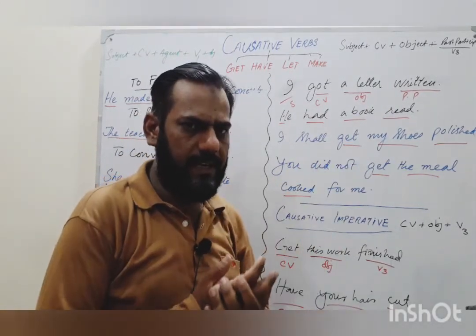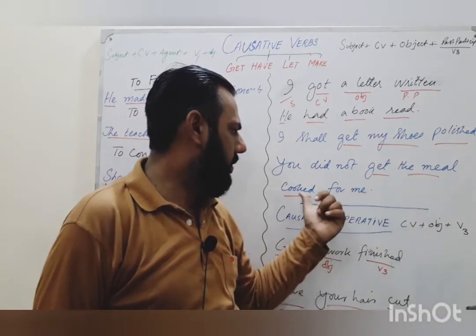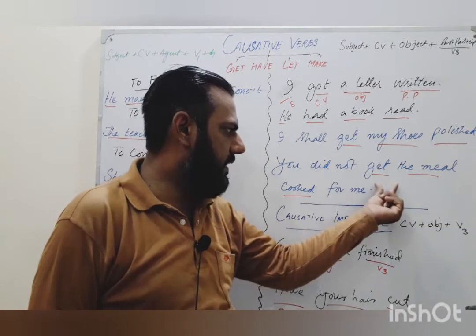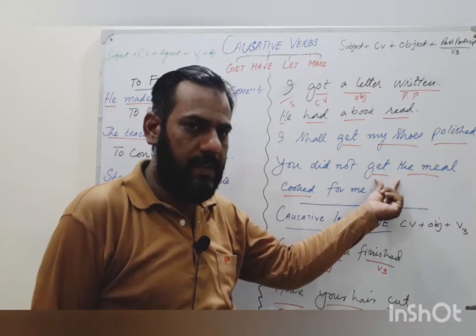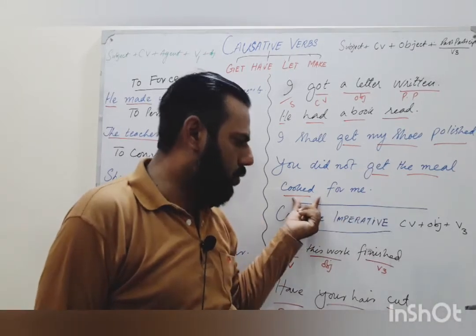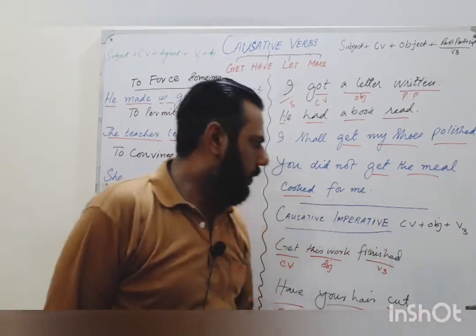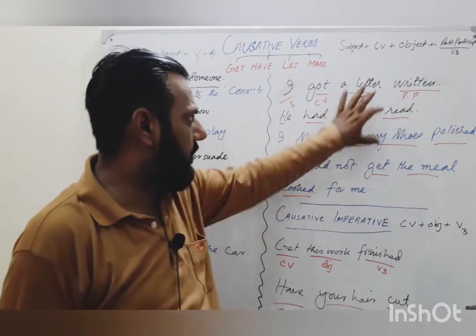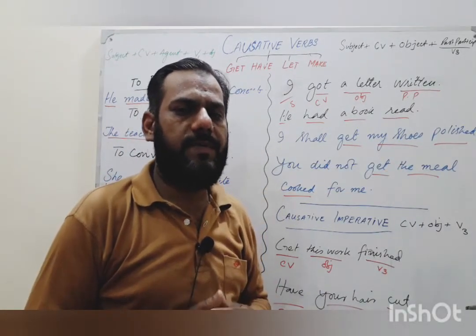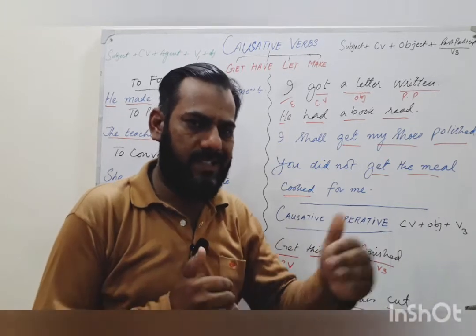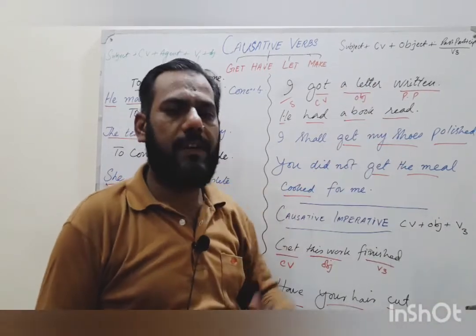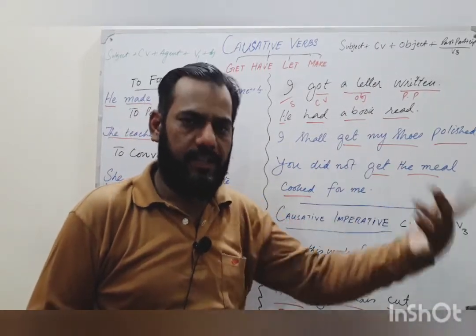You can also make a negative. You did not get the meal cooked for me. You did not get. In the simple past, get has been used as a causative verb but as a verb as well. After did not we use the first form, and meal as an object, and then the third form, cooked, for me and so on. So these are the four examples which let us know that the causative verbs can be used without another subject. When we have one subject, we do not have another subject like an agent.